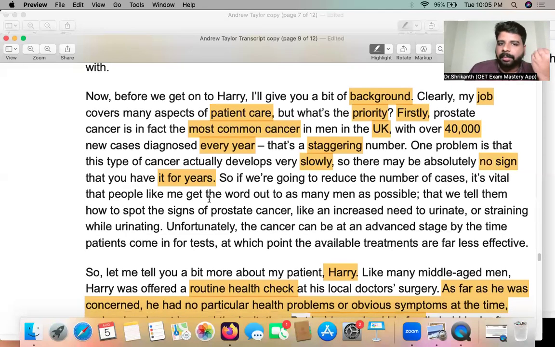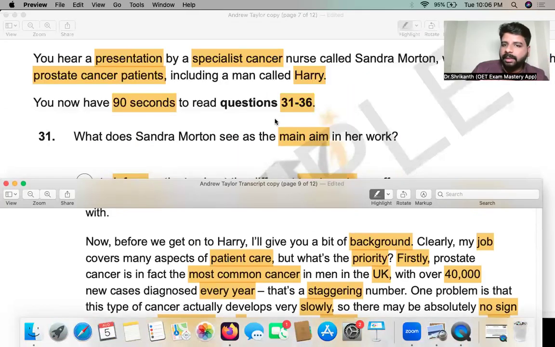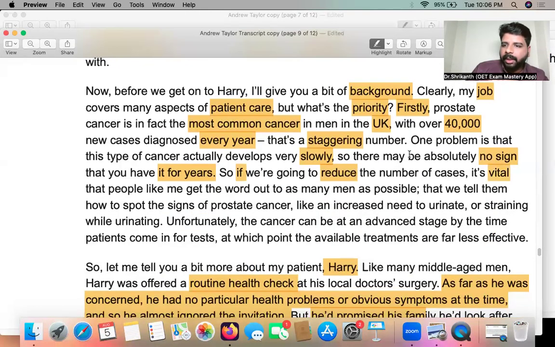Okay, so that is why many people don't realize that they are having prostate cancer. So she's now talking about the future. If we want to reduce the number of cases in the future, right now we have 40,000 cases presently. If we want to reduce it below 40,000, it is vital. Now, vital means another word for main. Very important. It is vital that people like me. Now she's talking about herself. So it is important that people like herself get the word out.